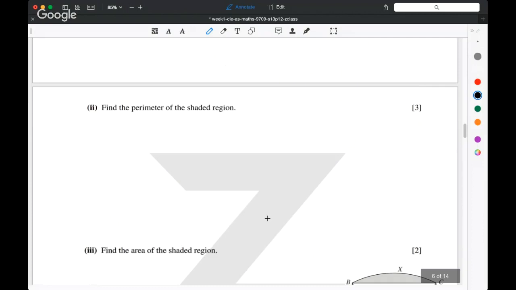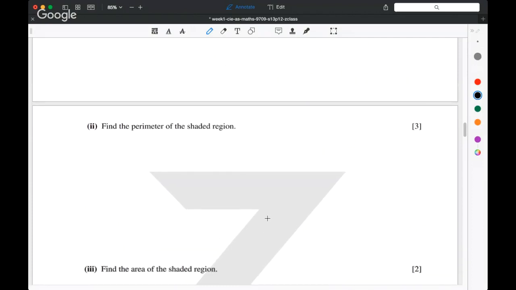So the next question is asking for the perimeter of the shaded region. So we know from the formula booklet, arc length is equal to r times theta. So if you have some circle and some angle subtending an arc of it, the length of that arc is r times theta, where theta is in radians. That's very important. If you give theta in degrees, you'll get entirely the wrong answer. In fact, this is the origin of radians. It's all related to this.